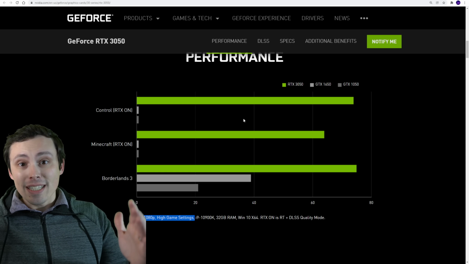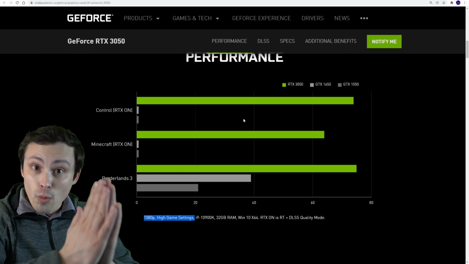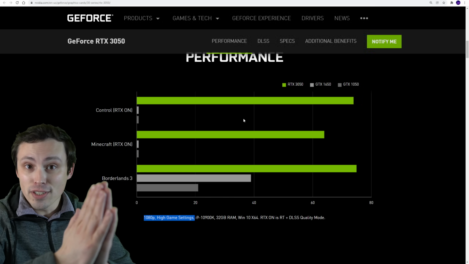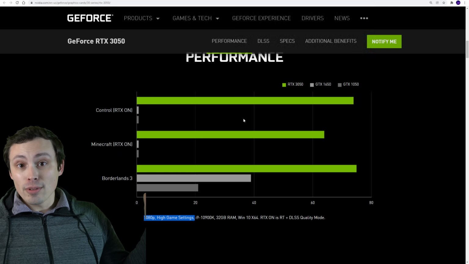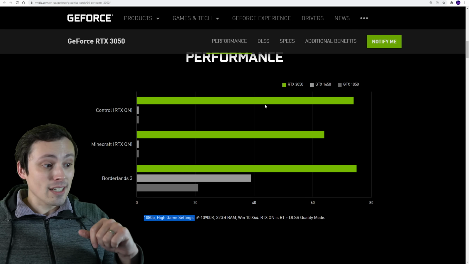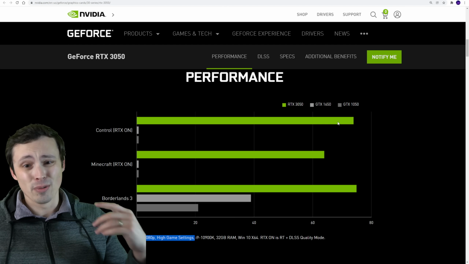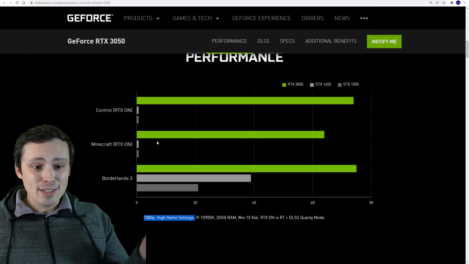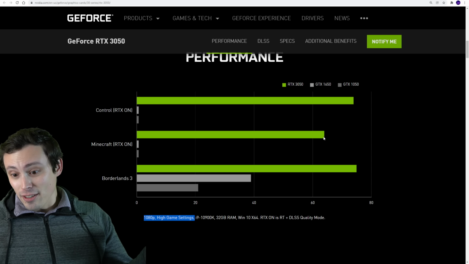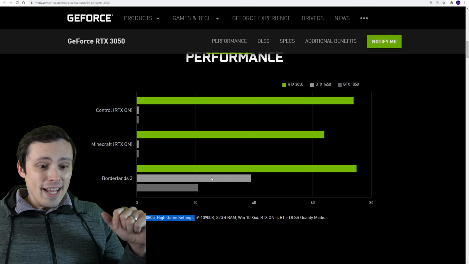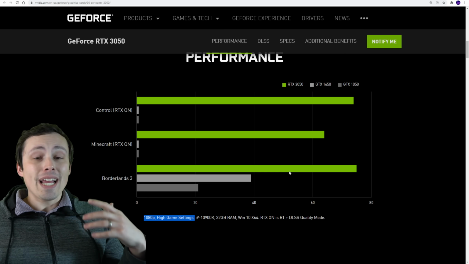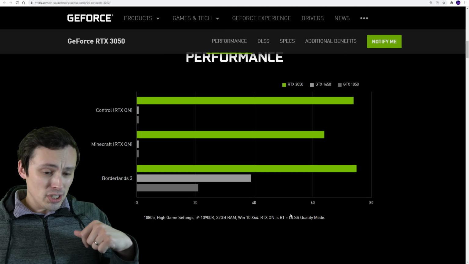The camera could literally just be smashed up against a wall that's displaying nothing that's difficult for a GPU to run, and we have absolutely no idea. So thank you, NVIDIA, this tells us absolutely nothing other than the fact that this GPU supports ray tracing, which we already knew. Also, Minecraft RTX on, looks like we're getting over 60 FPS. And Borderlands 3, here's where we actually get some somewhat useful information.